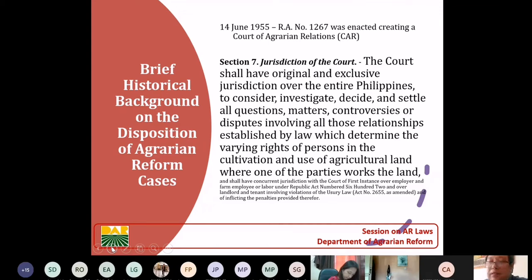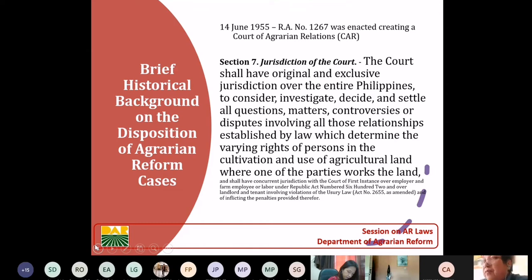Now, under Rule 2, jurisdiction, we will devote most of our time on the jurisdiction of the board and the adjudicators. But before that, let us take a look at the historical background in the disposition of agrarian cases.